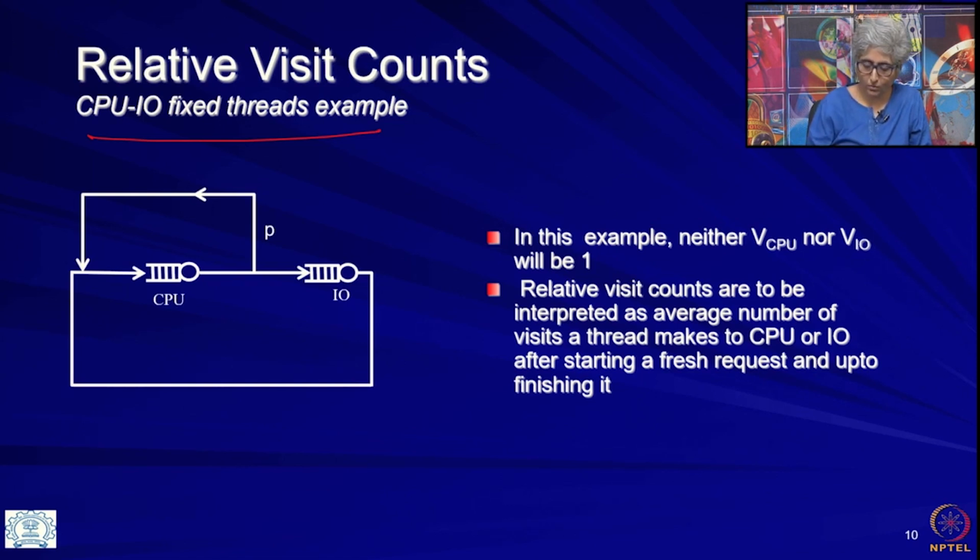So, now what can we say? Strictly theoretically, the number of visits that a request makes to the CPU is actually infinite, right. The notion of a request finishing we have kind of forgotten, and we are making these requests just circulate through the CPU and IO forever. There is no explicit notion that now this request is done and going back to the client node, right.